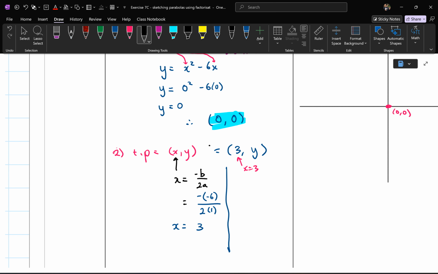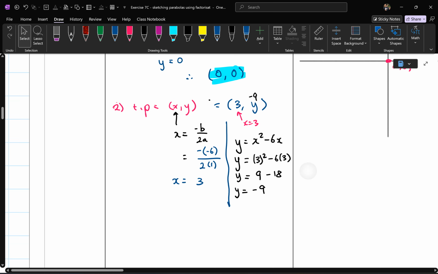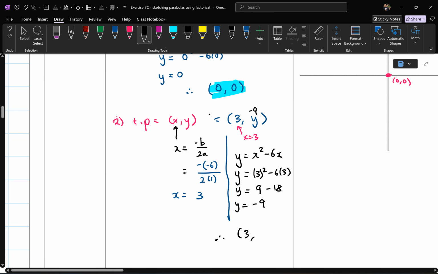So here's my equation. Y equals x squared minus 6x. You're replacing the x's with a 3 to find out what y is equal to. So here we go. Y is equal to 3 squared minus 6 times 3. 3 squared is 9 minus 18. And 9 minus 18 is? -9. Very good. So what does that tell me? It tells me now that the turning point is at 3. X is 3. Y is -9.